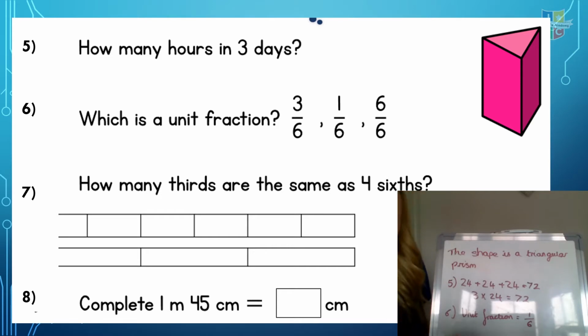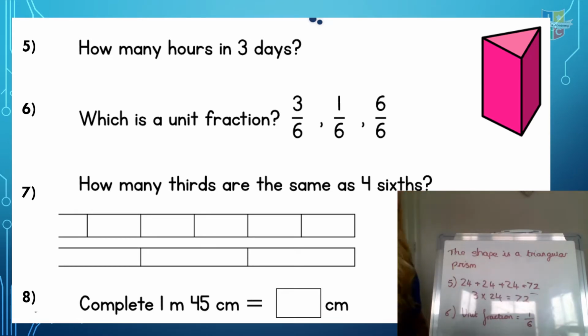Now, how many hours are in 3 days? So you should know that there are 24 hours in 1 day, so 24 add 24 add 24, or you could have done 3 times 24 in each day, which would get you 72. Then finally, your unit fraction will be 1/6.